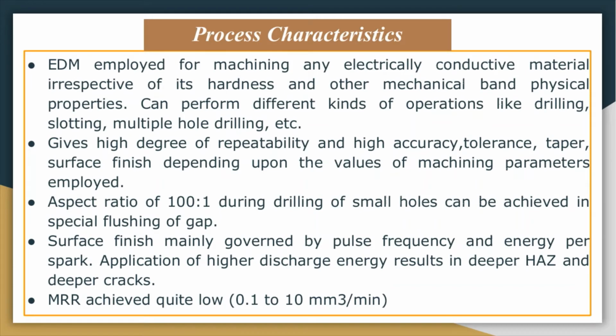So process characteristic, now EDM is employed for machining any electrically conductive material irrespective of its hardness. So hardness does not matter because electrical energy is used in its direct form. Any kind of material, whether it is very hard or not, it does not matter. Any kind of material can be machined by this process. So this is a characteristic. So it does not depend on hardness and other mechanical and physical properties of the material.